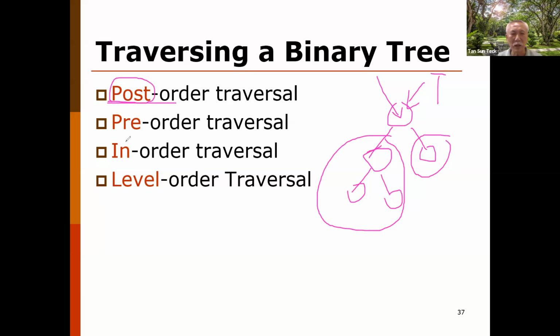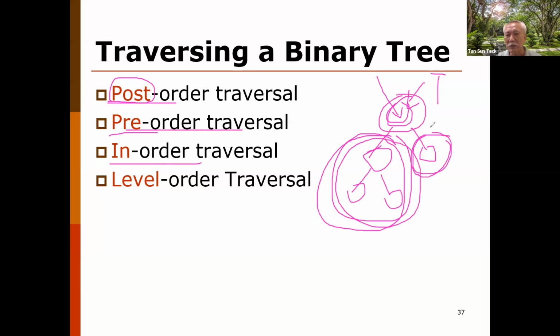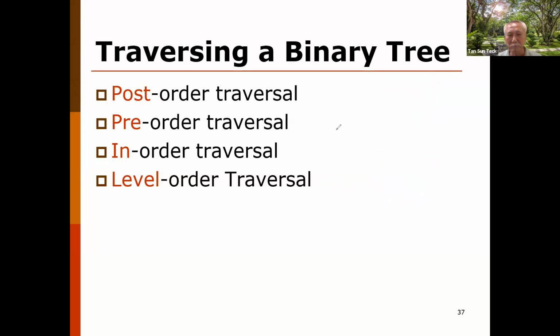This is post. Pre is the opposite. You visit the root node first, before you traverse the left subtree recursively, and then you traverse the right subtree recursively. That will give you the pre-order traversal. In-order traversal is in between. You do the left subtree first, and then you visit the root node before you go and visit the right subtree. Okay, so these are the 4 possible ways of traversing the binary tree. And then you notice something.